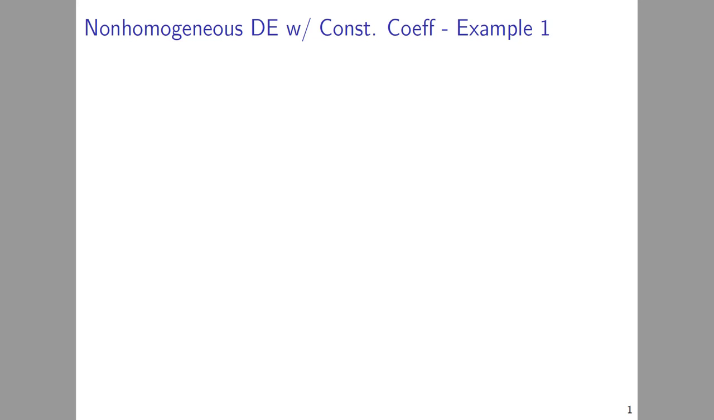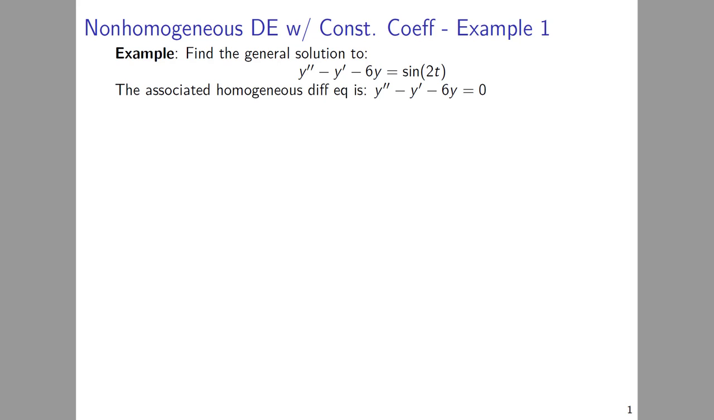In this example, we will find the general solution to y'' - y' - 6y = sin(2t). To start, we'll look at the associated homogeneous differential equation, which is y'' - y' - 6y = 0.